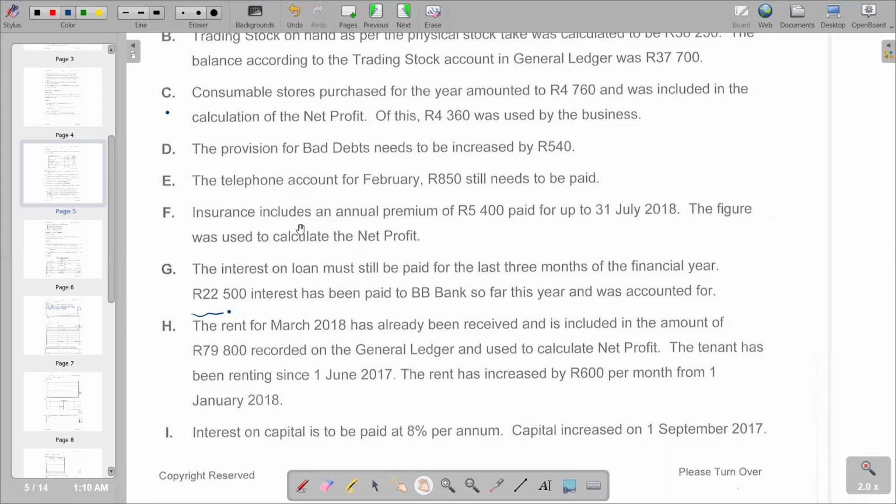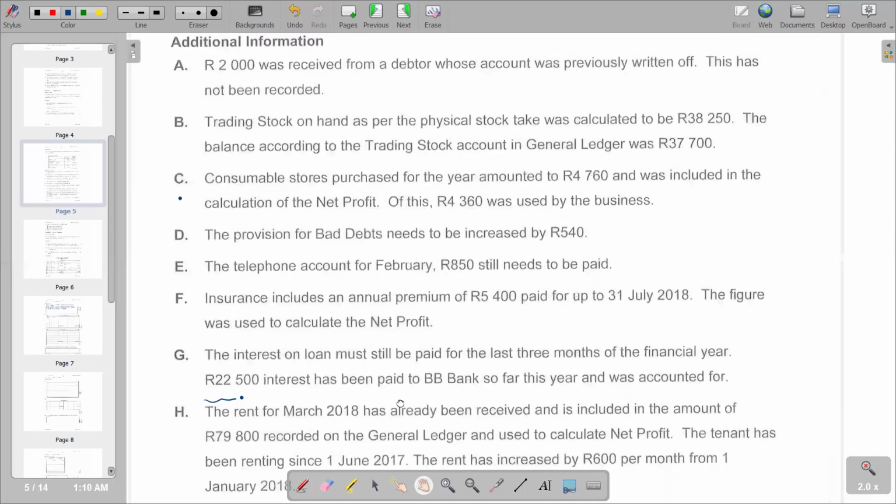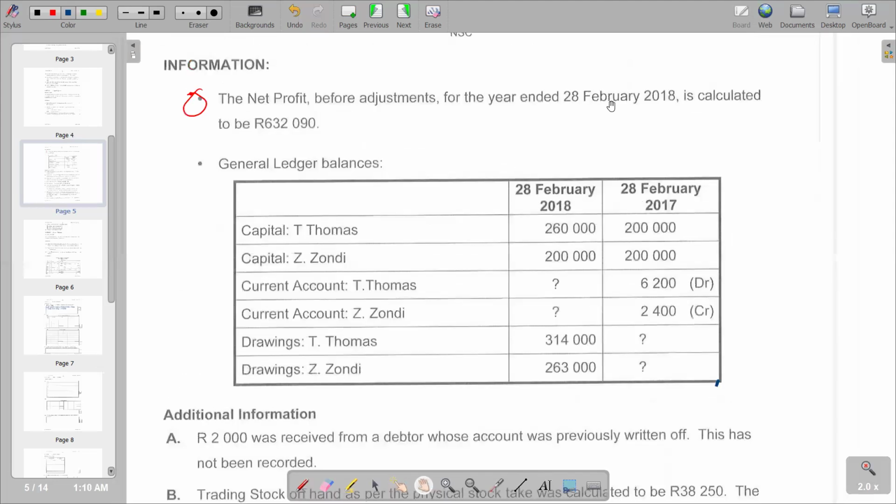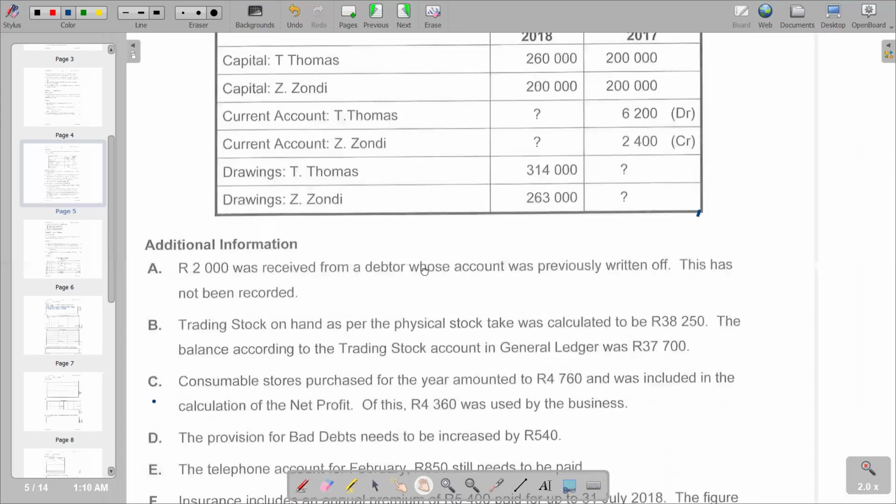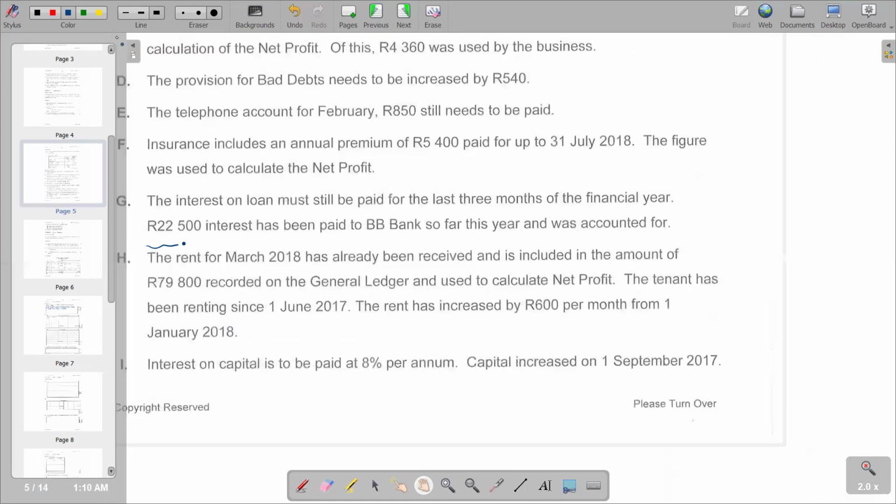So remember, let's count the number of months that the rent is applicable according to the current period. You are able to see that our year is ending 28 February 2018, and we are since 1 June 2017. So we are saying the whole of June, July, August, September, through to February. So we count the number of months that we have there.